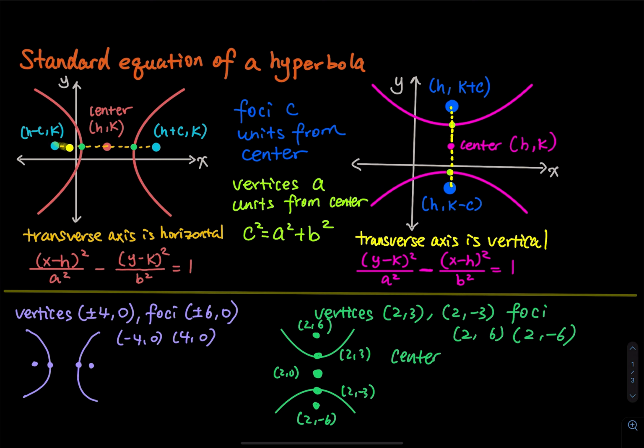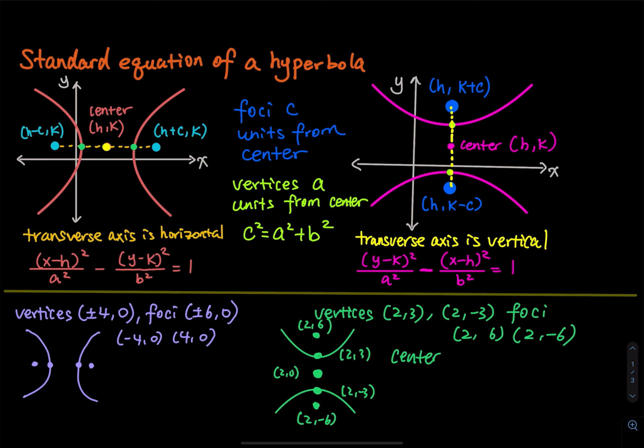horizontal. And then on this transverse axis, we have foci, the blue points, we have vertices, the green points, and then we have the center, the point in the middle. So starting at the center (h, k), if you add c units to the x coordinate, h plus c, you reach this focus. And if you take h minus c, you reach this focus. Look right over here, the foci are c units from the center.